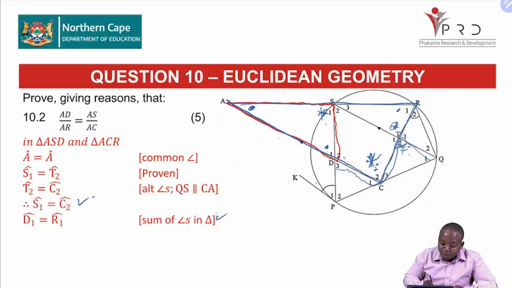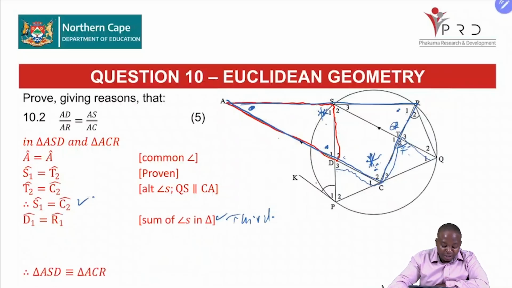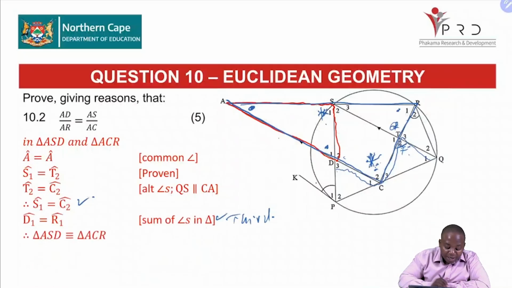We can say the sum of angles in a triangle, or this is the third side or third angle. The simpler rule is going to be this, our third angle. Because we've proven the two angles already, then for the third one we can make a conclusion. Therefore, triangle ASD is congruent to triangle ACR.